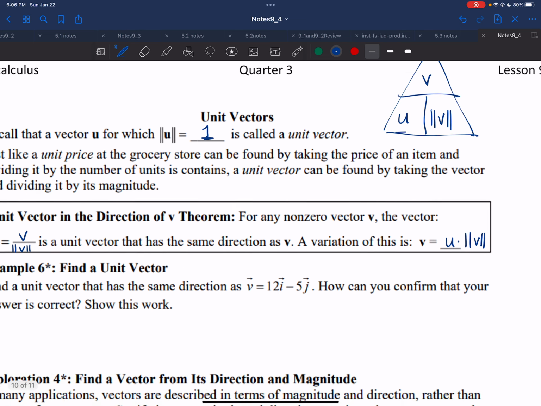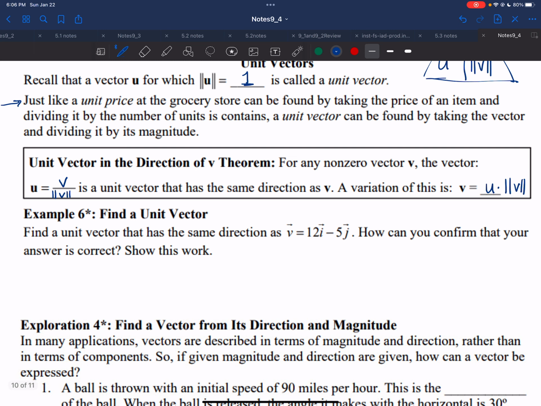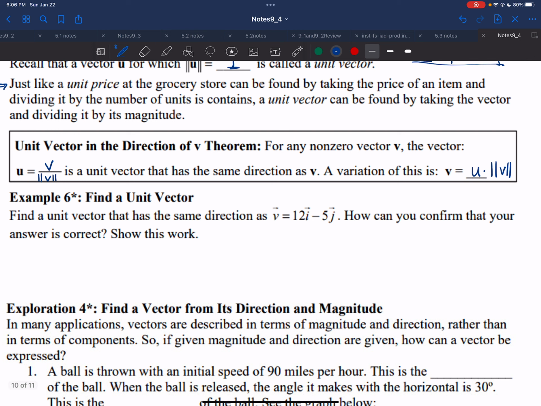All right, so let's go ahead and take a look at an example. Until you see it done, it can be a little confusing. So we want to find a unit vector that has the same direction as v equals 12i minus 5j. And how can you confirm that your answer is correct? Okay, so we know that to find our unit vector, we've got to take the vector itself and divide it by the magnitude.